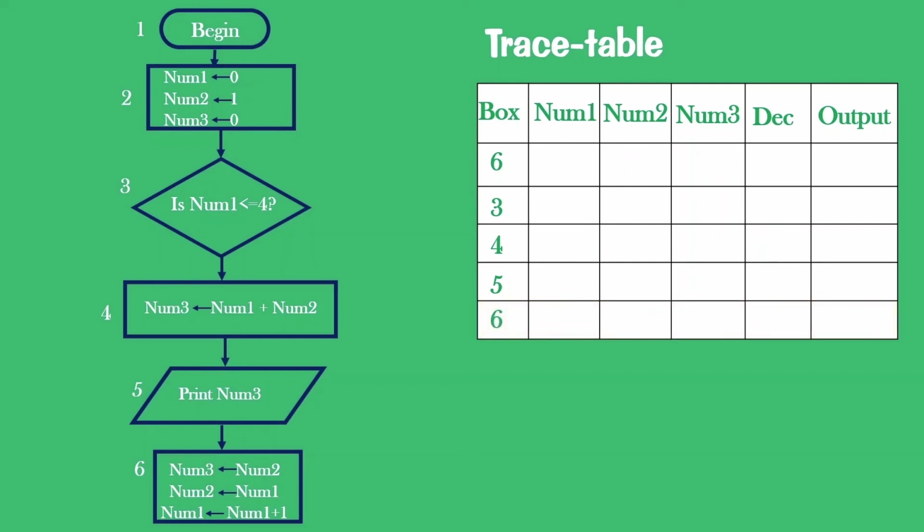Right, let's go back to step number 3 again. Step number 3, the answer is true. All right, step number 4, the answer is 7. Step number 5, the output is 7. Step number 6, 3 in num3, and then 4 in num2, then 5 in num1.